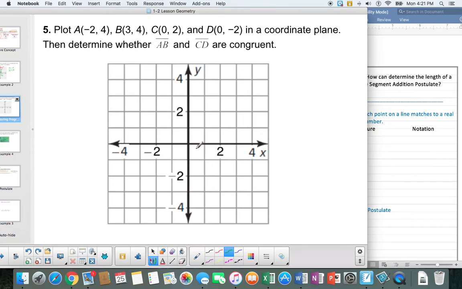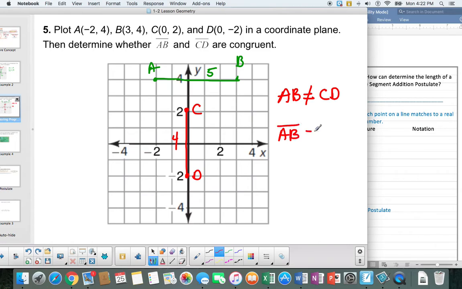Let's do another problem. A is negative 2, 4. This is our A. B is 3, 4. And we can see that length is 5. Change color. C is 0, 2. D is 0, negative 2. You can count and see this length is 4. So we can say AB is not equal to distance CD. Now if the lengths are not the same, then we say that the segments are not congruent to each other. There won't be a perfect matching going on.